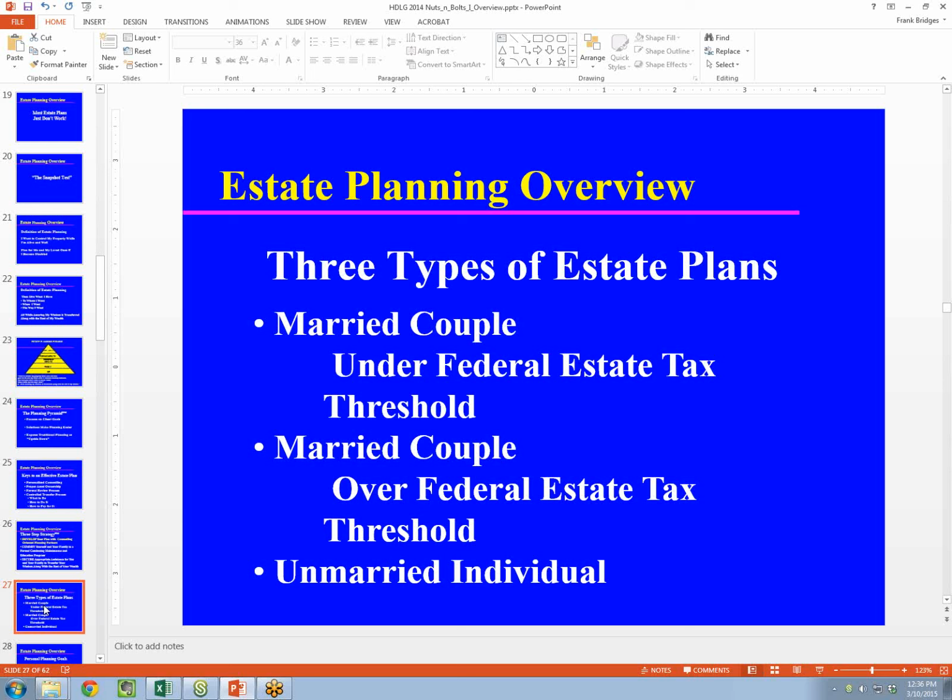But the reason the lawyer is asking that question is that if we're the traditional lawyer, there are really 3 types of plans. There's a plan for a married couple under the federal estate tax threshold, a plan for a married couple over the federal estate tax threshold, and a plan for an unmarried individual. So the lawyer is really trying to figure out which template he or she is going to use in putting together the plan. And if you really think about that, what that boils down to is a word processing approach to doing the planning.